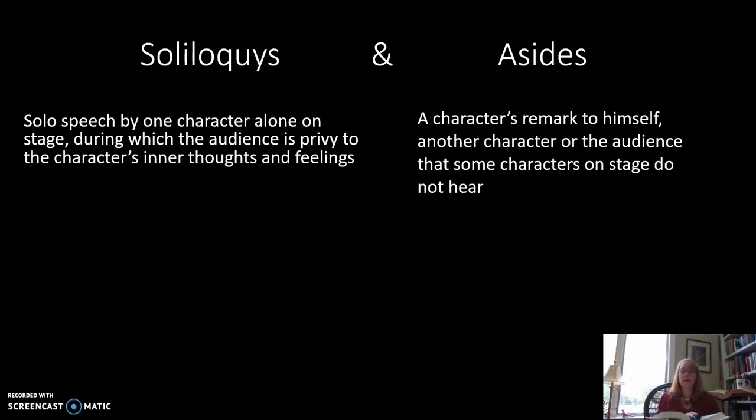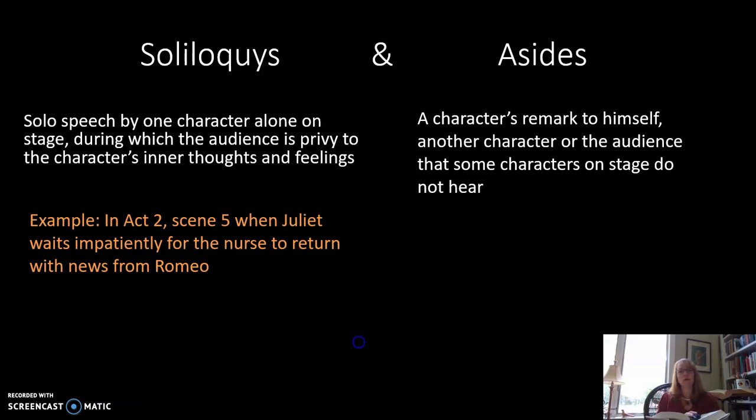An aside, on the other hand, is a character's remark to himself or to another character or directly to the audience that some characters on stage don't hear. It's as if in real life somebody whispers to another person but the people around don't hear. But on stage, of course, the audience must hear, so the character can't truly whisper, and it's just the effect, the idea that other characters don't hear.